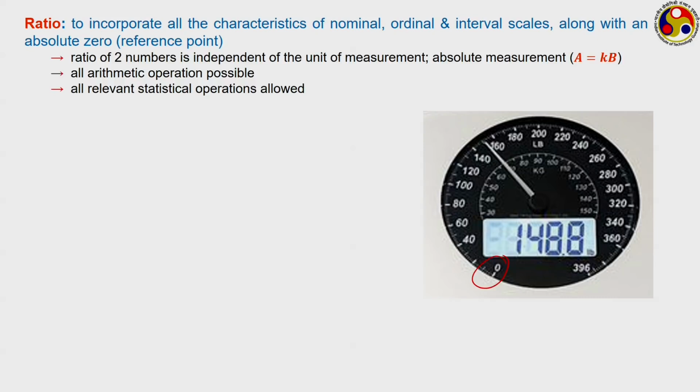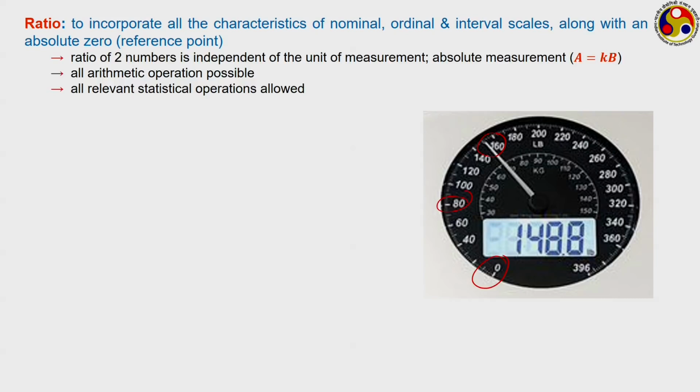The 0 on a thermometer, 0 degree Celsius or 0 degree Fahrenheit, are different locations, and that is why they do not tell us that when the temperature reading reaches 0 degree Celsius, there is no temperature there. But when the mass reading reaches 0 here, that definitely indicates the mass is 0. So there is an absolute 0, and hence if we have a reading of 80 on this scale and 160 on this scale, we can definitely compare them. Like a person weighing 80 pounds and a person weighing 160 pounds, we can definitely say that the second person weighs double the first person.